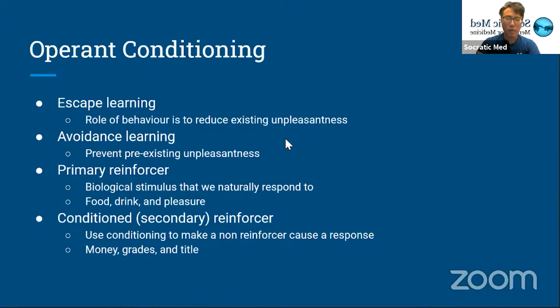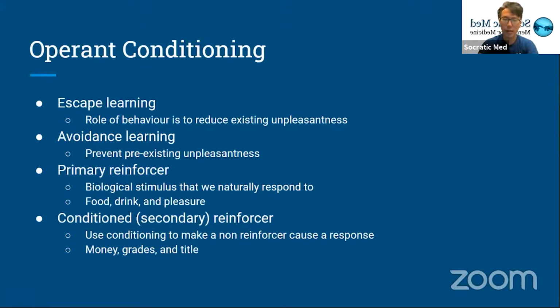And then the reinforcers can be split up into different kinds. A primary reinforcer is any biological stimulus that we naturally respond to. We don't need to learn it. It's reflexive and physiological. Some examples would be food, drink, and pleasure. You don't have to be taught to respond to food and drink, because that's something we naturally desire and strive to get.